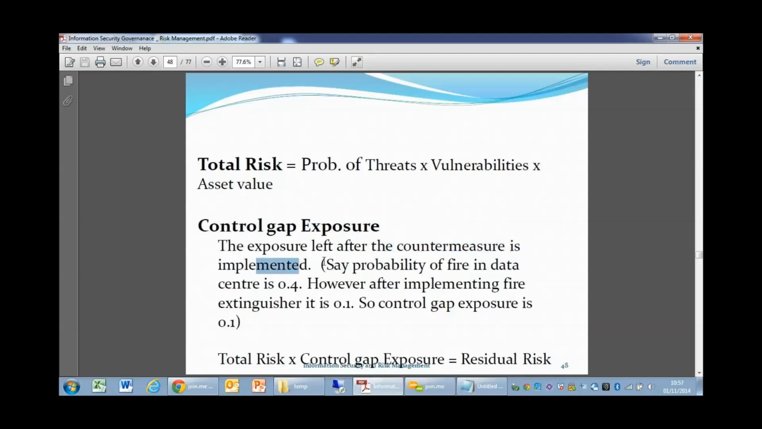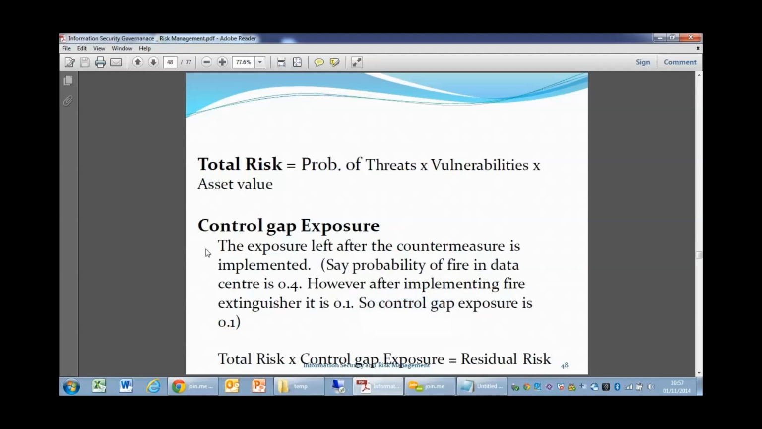So let's understand this with an example. Say the probability of fire in a data center is 0.4. However, after implementing a fire extinguisher, it is 0.1. So control gap exposure is 0.1. So 0.1 is the residual risk, or what is still left, which needs to be treated, and that's where your control gap exposure is. That means the control was not able to fill up this exposure, and this is still the risk left out even though the control was implemented. So that's where your control gap exposure comes in.